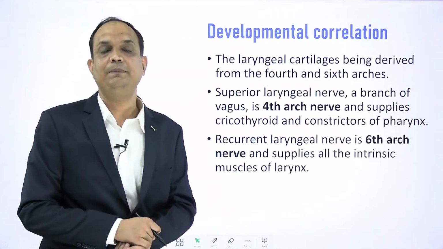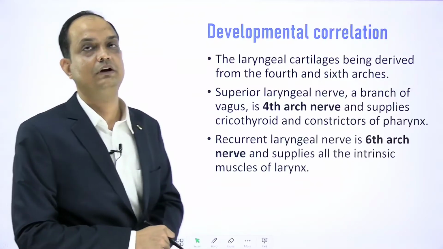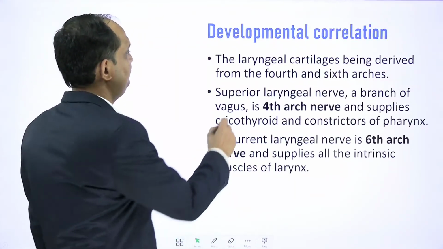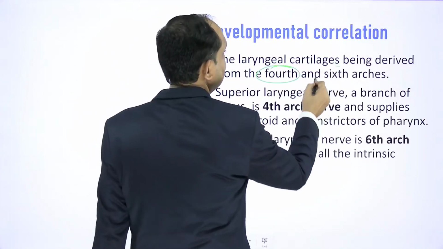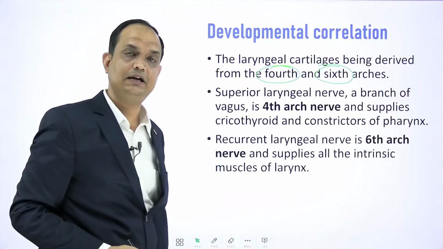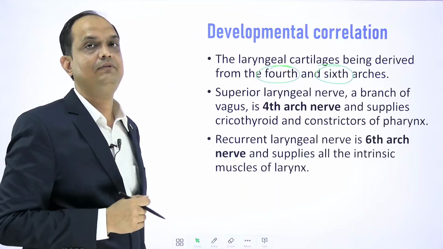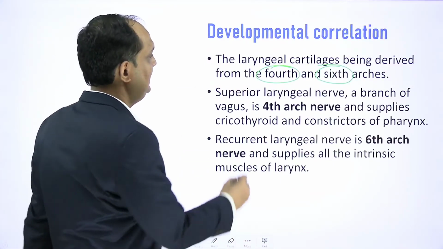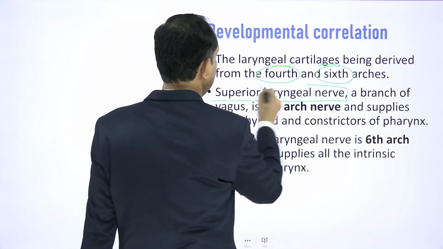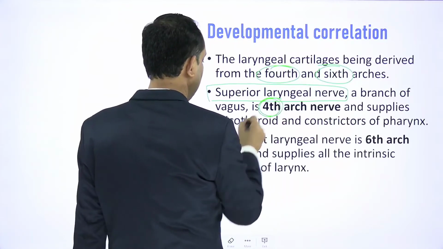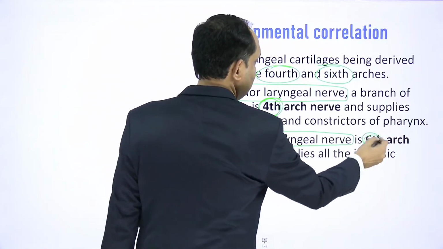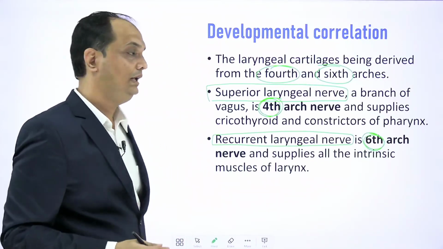Now, what is the developmental correlation of the nerve supply of the larynx? The laryngeal cartilages are derived from the 4th and 6th pharyngeal arches, or branchial arches. Now, you know that every pharyngeal arch has a nerve. The superior laryngeal nerve is the nerve of the 4th arch, while the recurrent laryngeal nerve is the nerve of the 6th arch.